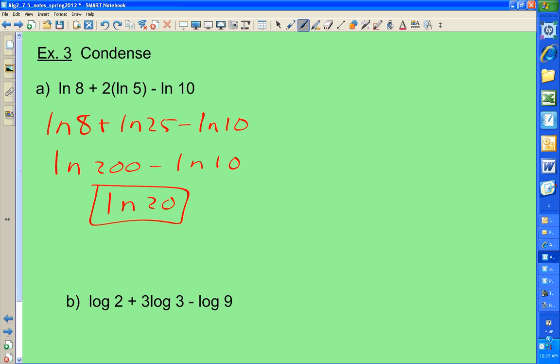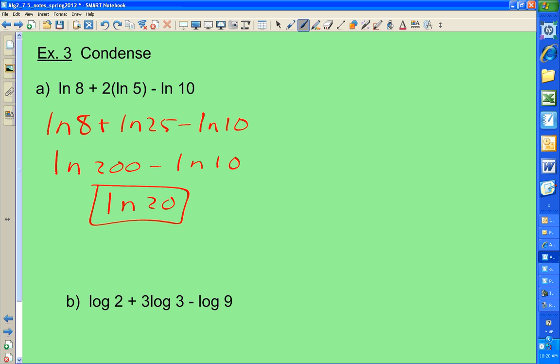Product property. What do you do when you're taking the log? When you're adding two logs, that's called the product property for logs. So you multiply the 8 and the 25, you get 200. And when you're subtracting logs, that's the quotient property. So the 200 divided by 10 is 20.